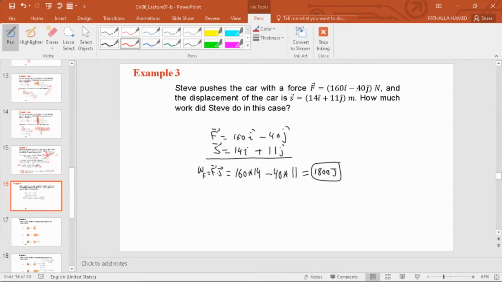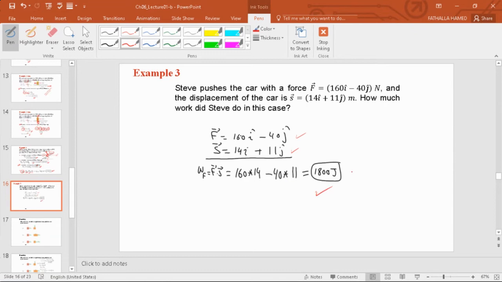In this case, you're only doing a dot product, so that's your F, that's your S. You take the dot product, F dot S. So 160 i dotted with 14 i will give you 160 times 14, since i hat dot i hat is 1. You can do 160 i hat dotted with 11 j hat, but you know when you dot i with j, you will get 0. The same thing here: you can take the minus 40, dot it with the i, you'll get 0. But minus 40 j hat dotted with 11 j hat will give you minus 40 times 11, and j hat dot j hat is equal to 1. That will give you 1,800 joules.